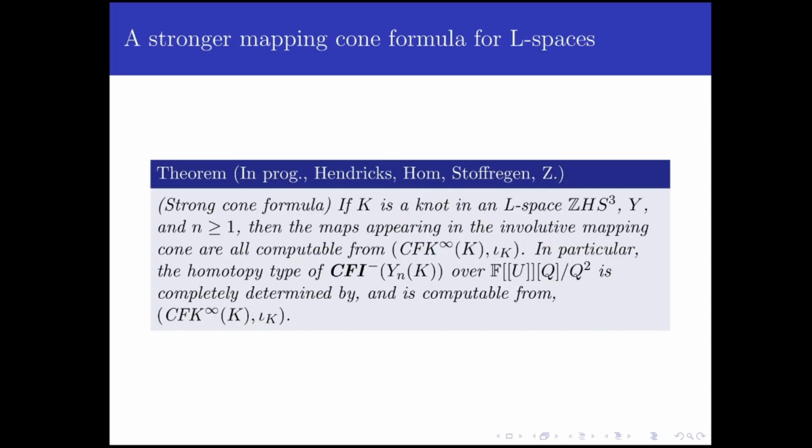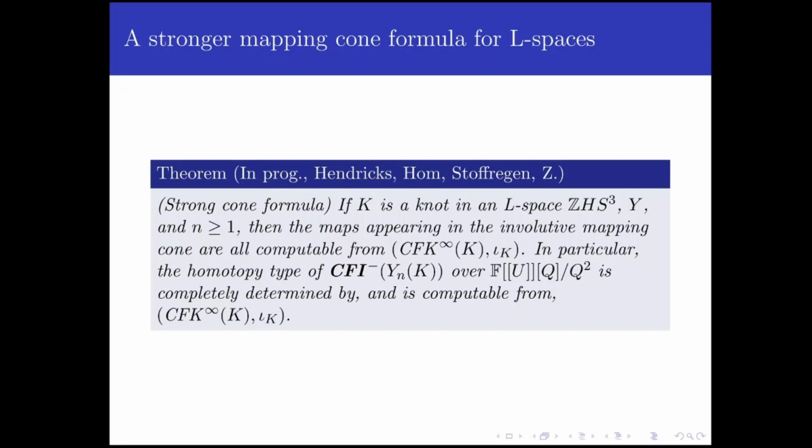But there is a stronger mapping cone formula for knots in L spaces. So, an L space integer homology 3-sphere, there's not very many. It's basically just S3, and the only other known one that I'm aware of is the Poincare homology sphere. But we'll just say L space, but really it's just knots in S3. So here's a stronger version of the theorem.